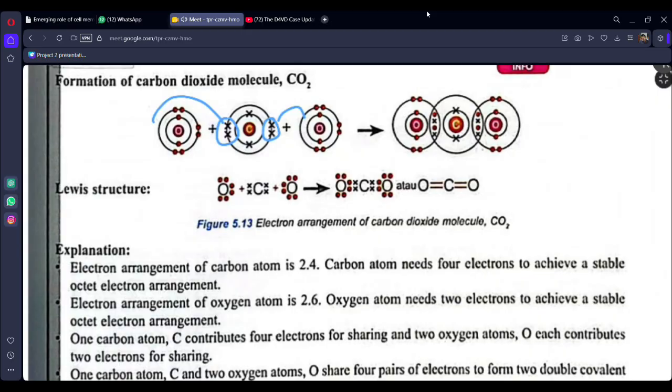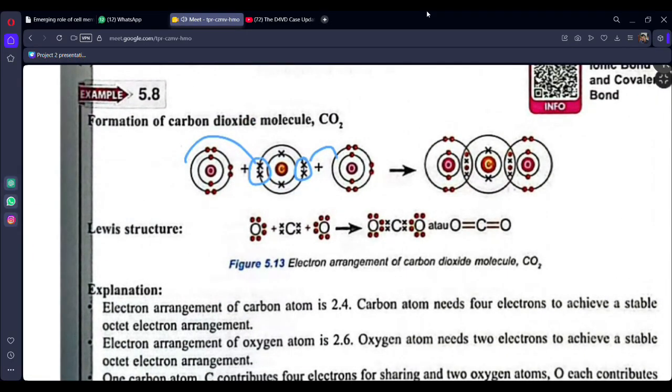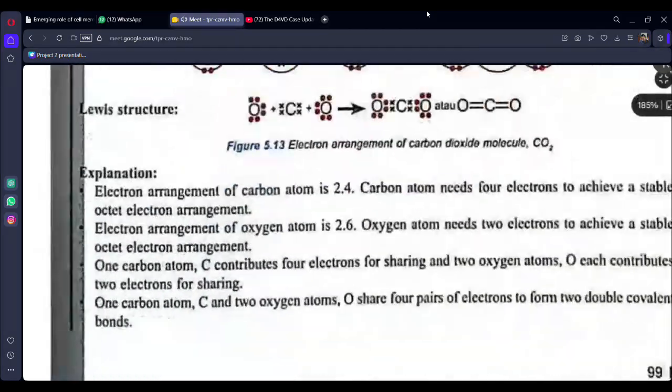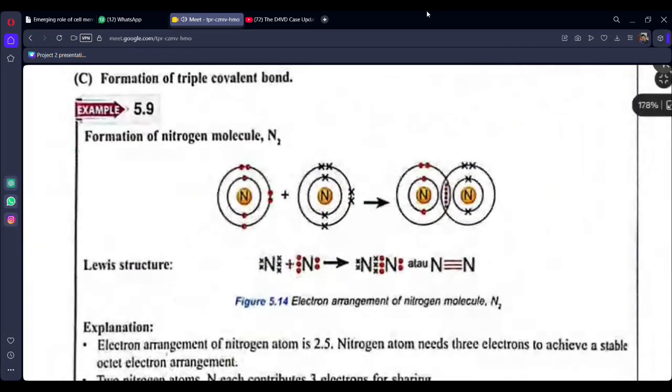Now, I can sit here all day and explain to you, but this is one of those things where you really need to practice with a pencil and paper, and draw repeatedly again and again until you can figure it out. Okay, now we look at the formation of a triple covalent bond.